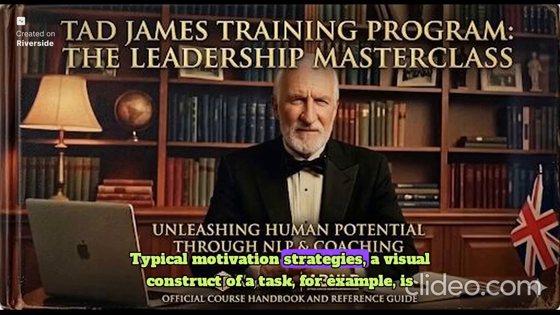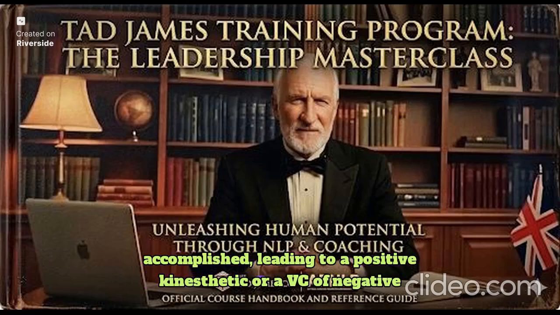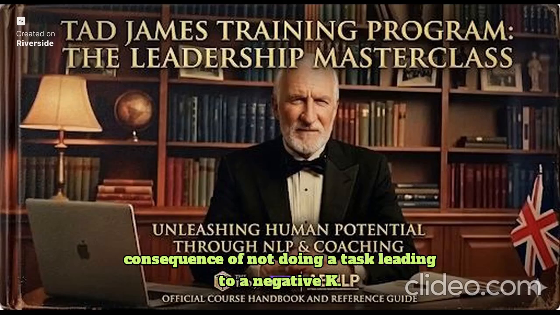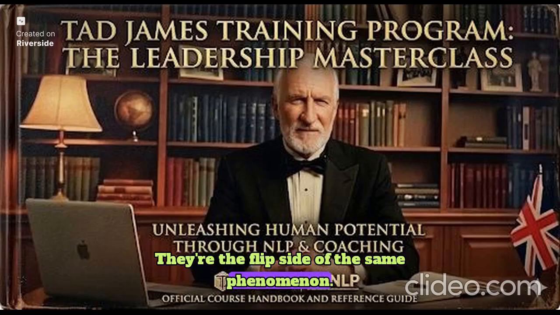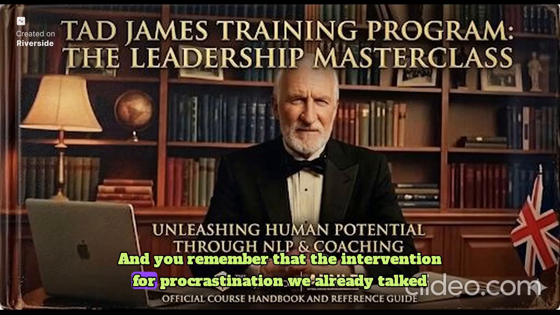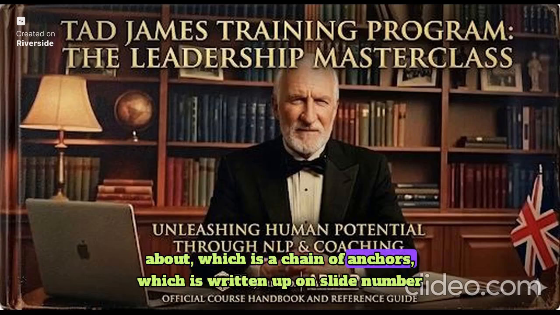Typical motivation strategies: a visual construct of a task, for example, is accomplished, leading to a positive kinesthetic, or a VC of negative consequence of not doing a task, leading to a negative K. Motivation strategies are also related to procrastination strategies. They're the flip side of the same phenomenon. And you remember the intervention for procrastination we already talked about, which is a chain of anchors, which is written up on slide number 63.